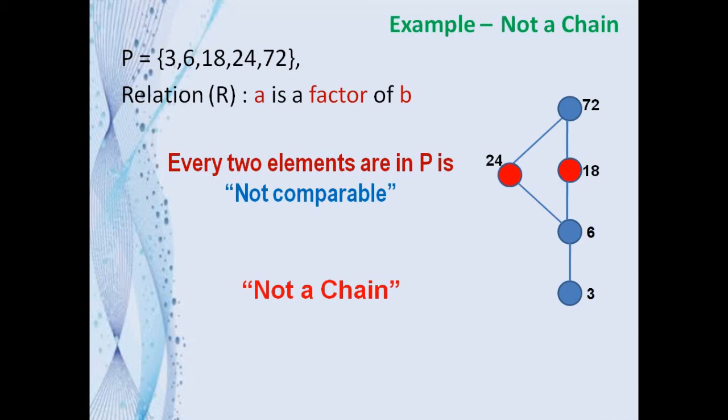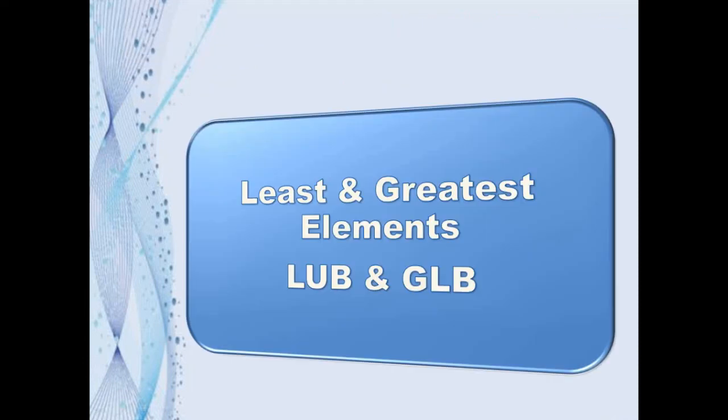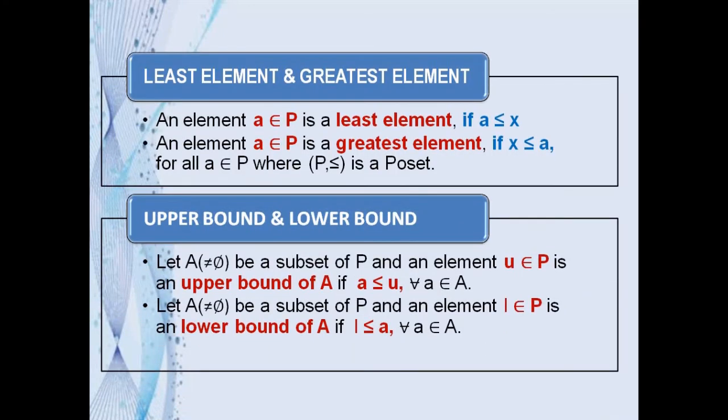Now we have to study the special characterizations of elements in a poset. The least element in a poset is the element which is less than or equal to all the other elements in the poset. And the greatest element in a poset is the element which is greater than or equal to all the other elements in the poset. Now we have to study an interesting concept, that is boundedness. Boundedness means a bound for a set, not for an element.